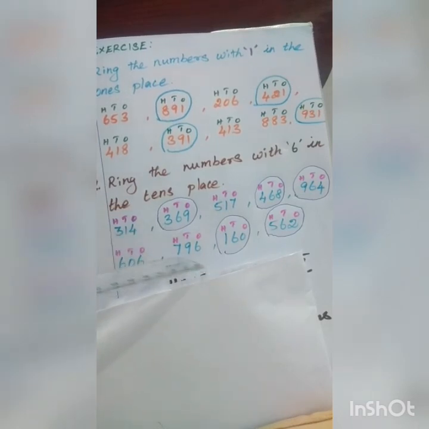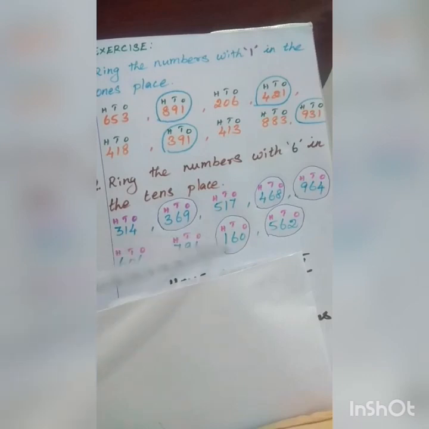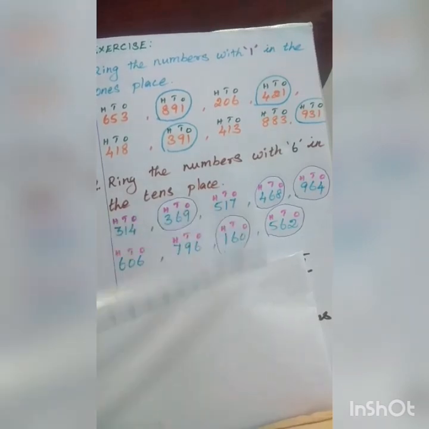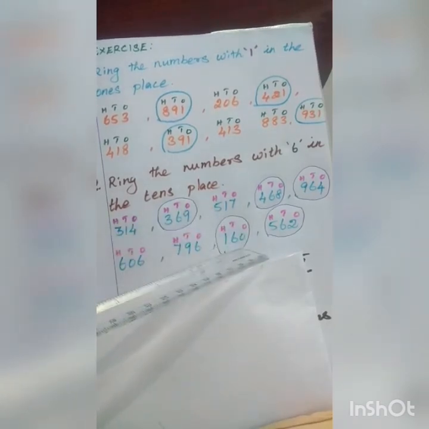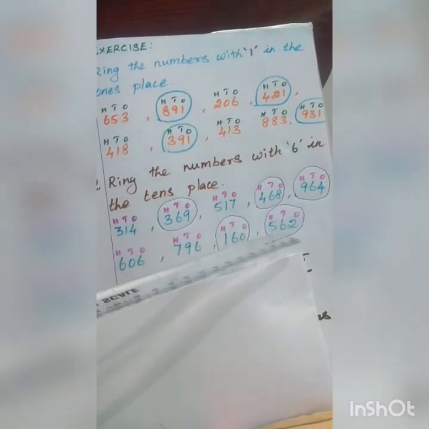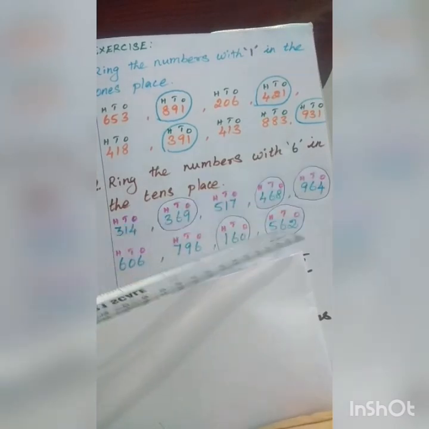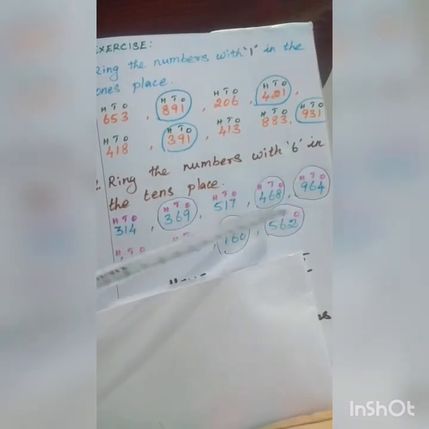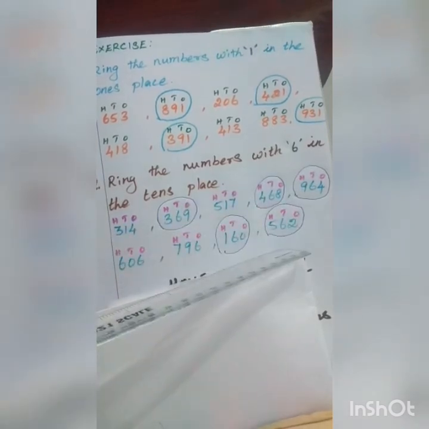Next one, 796. In 796, what number is in the tens place? 9. So no need to circle this number. Next one, 160. What number is in the tens place? 6. So you have to circle this number. Next one, 562. In 562, what number is in the tens place? 6. So you have to circle this number.